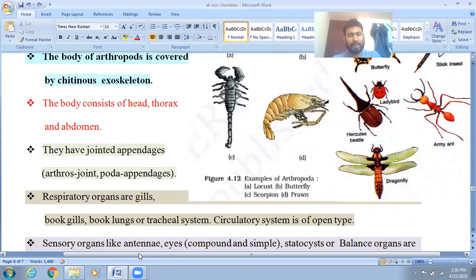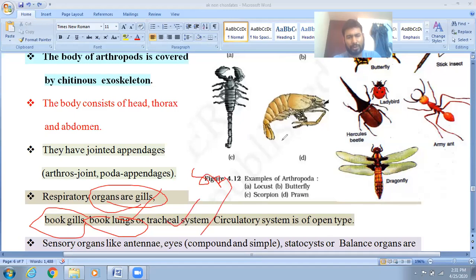And one more important thing is the respiratory organ. Their respiratory organs are considered gills, book gills, and book lungs. Book lungs are found in the spider. Clear? And the cockroach has a tracheal system.